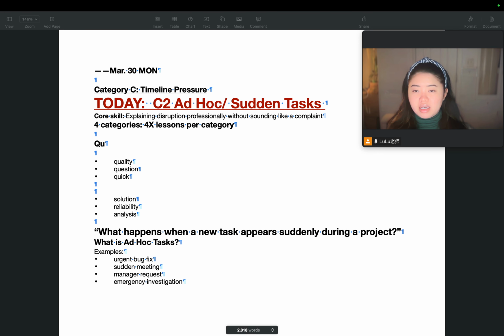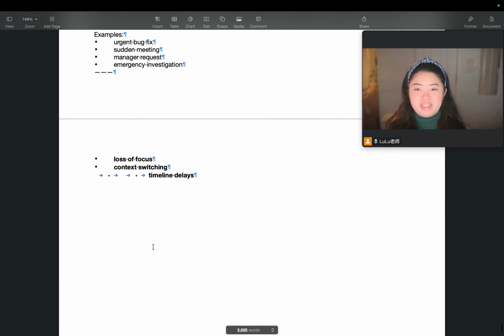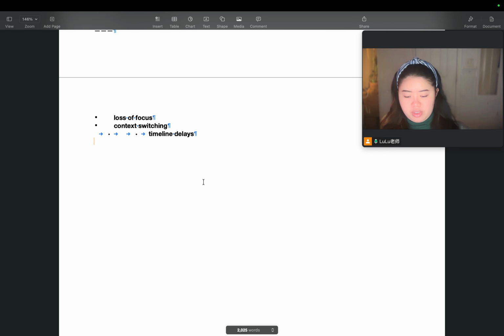Good. And then I'm going to ask my student, what are some things you think an ad hoc task can cause? What are some problems that can be caused by ad hoc tasks? So here are some examples. Please read. Good. Excellent. Now we're going to get into some focus language.